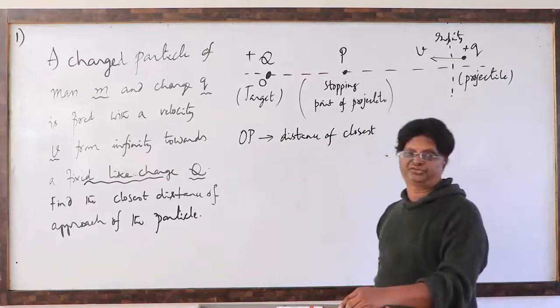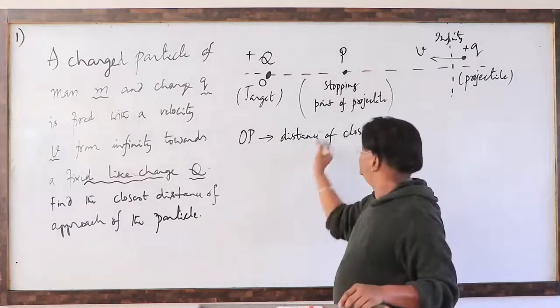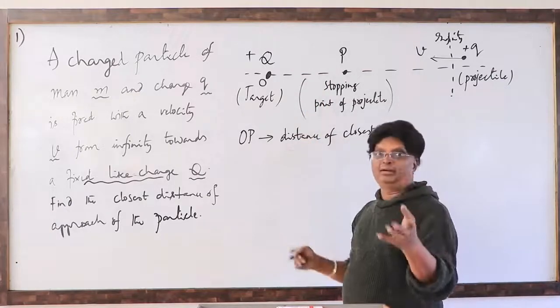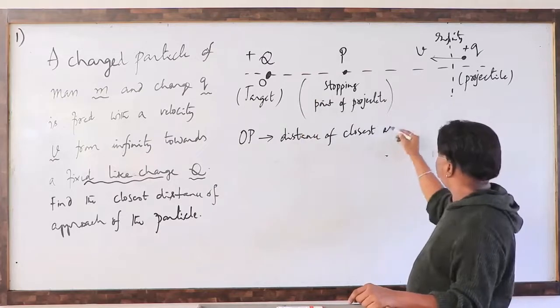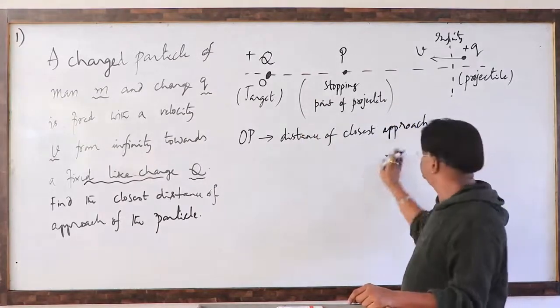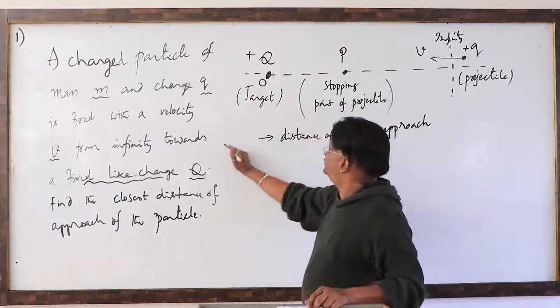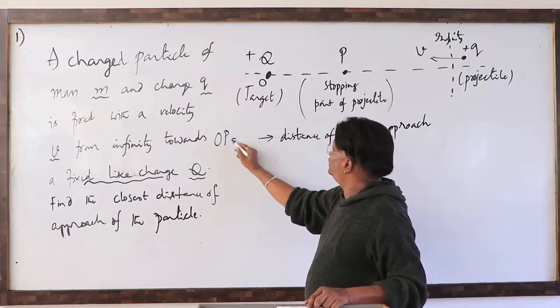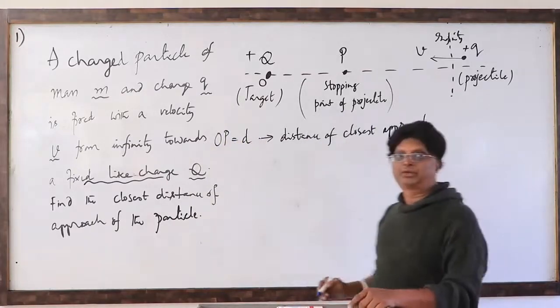Closest approach. It has come to the very nearest point, and it has no chance of coming any closer. That is what we call the distance of closest approach. Now we want this OP. Supposing I call this some distance D, OP equal to D is what is called the distance of closest approach.